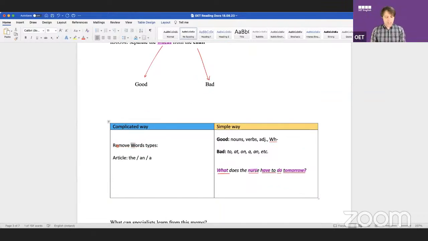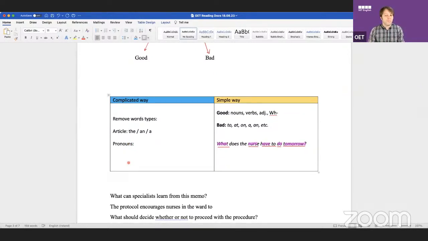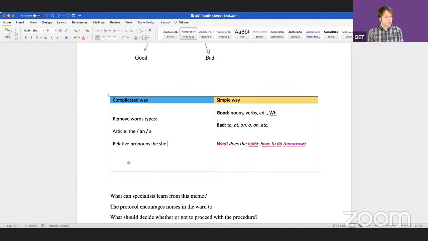What else can we remove? Does anyone know the grammar of words we can remove? Pronouns. Give me an example, like that, this. Articles. Pronouns. Sometimes. Relative pronouns, but not he and she. You should never remove those.